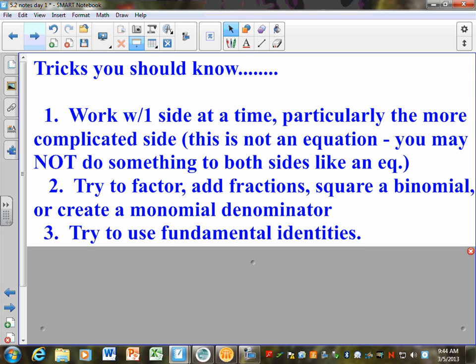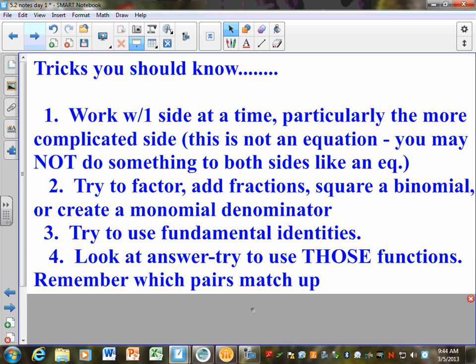What else I enjoy about these proofs is step number 4. Look at what you're trying to get. If you have tangent in your answer that you're trying to get, your goal would be at some point, how could I make this turn into tangent? And remember which pairs match up, that's those Pythagorean identities. Remember that sine squared and cosine squared go together. Cotangent squared and cosecant squared go together. Like those ones that cancel each other out.